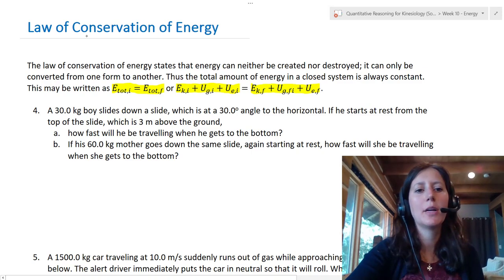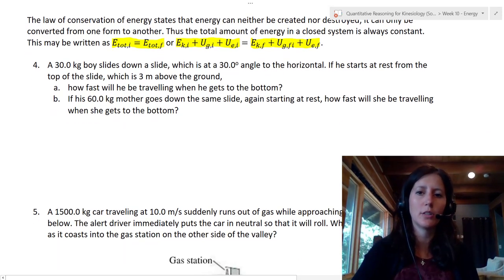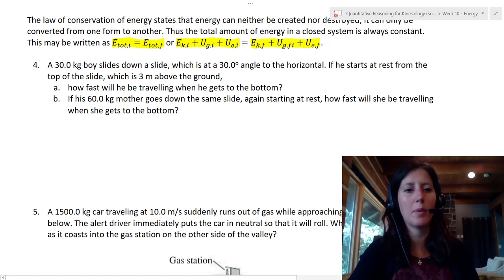We have a 30-kilogram boy sliding down a slide which is at a 30-degree angle to the horizontal. If he starts at rest from the top of a slide, which is 3 meters above the ground, first, how fast will he be traveling when he gets to the bottom?